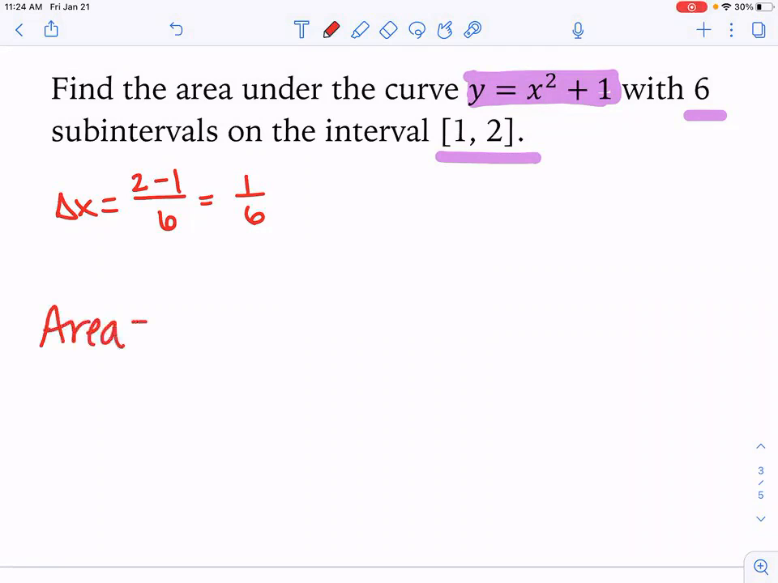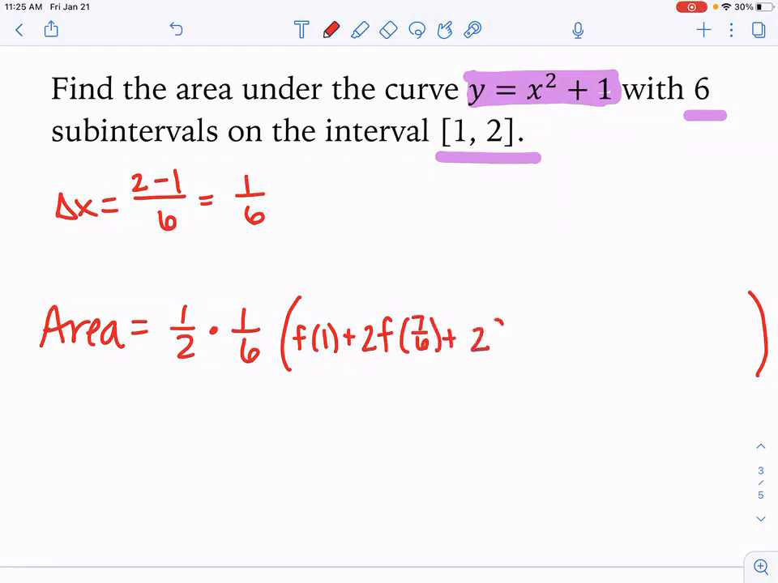Our area is 1/2 times delta x times, now we need to add up all of our bases. So we have 1 base of length f of 1. We have 2 delta x later, 2 delta x later, 2 delta x later. Oh, shoot.